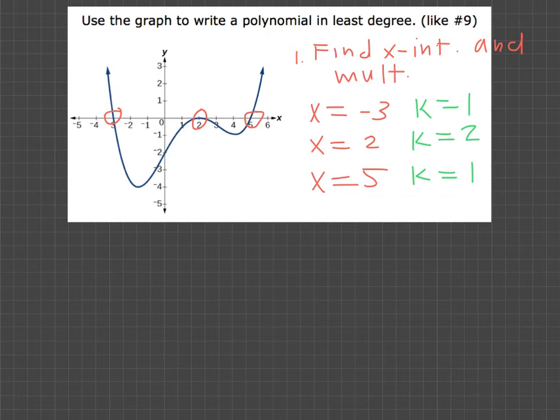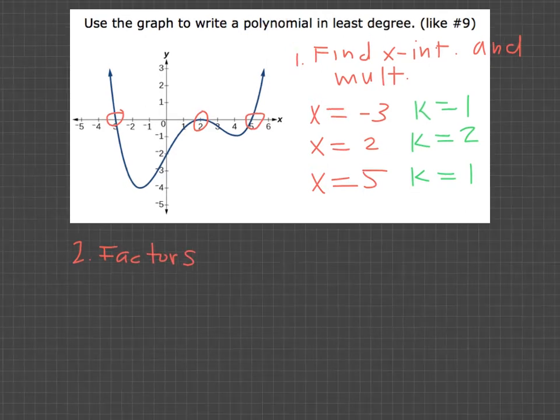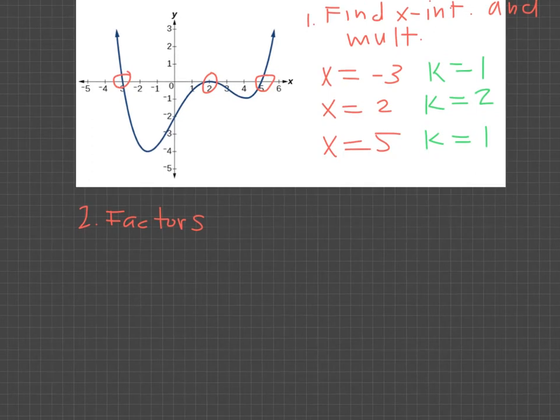Okay, second step is to write down factors that those x-intercepts with those multiplicities come from. So for x equal to -3, the factor is x plus 3. Right? If we were to set x plus 3 equal to 0 and solve for x, that would give us -3. So going backwards, we get x plus 3. And it has multiplicity of 1. So we don't really have to put that up there, but that's what it would be.